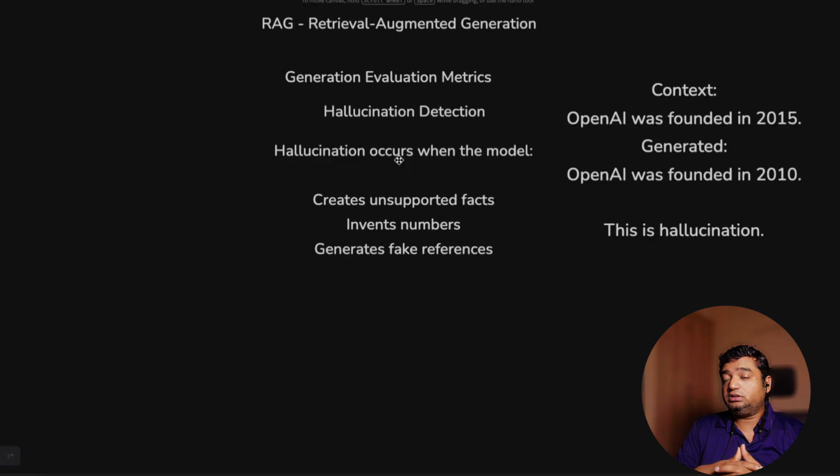It invents numbers, like fake numbers. Your LLM generates fake references. For example, the context says OpenAI was founded in 2015, but the LLM generates 2010. Factually, it's wrong. The LLM started generating information which is out of the context, and also out of the retrieved information. That means your system is hallucinating. Okay, so these are the metrics for your modern RAG architecture.